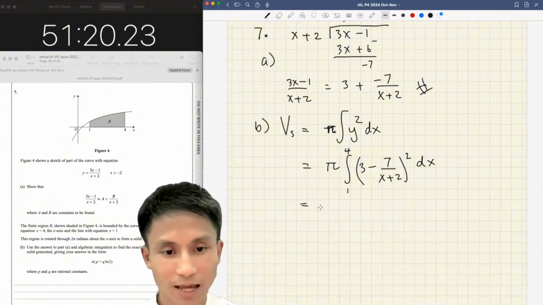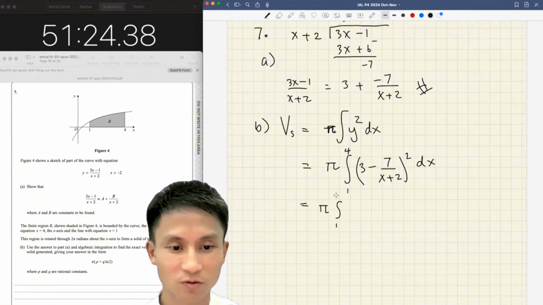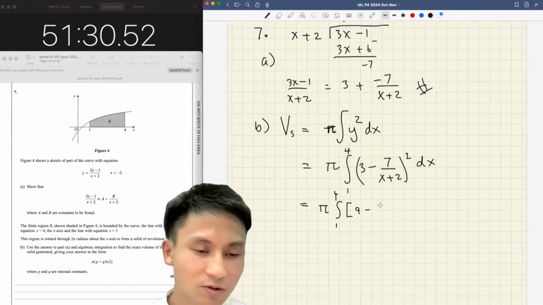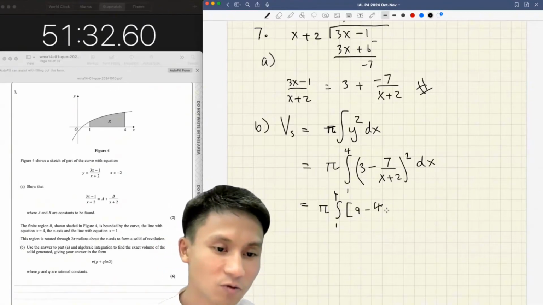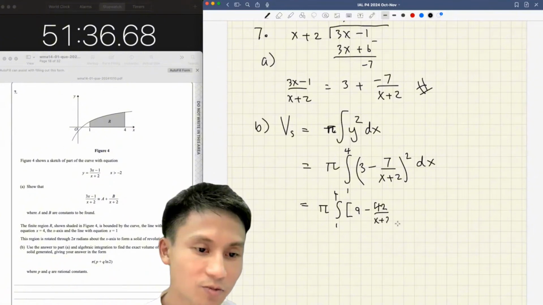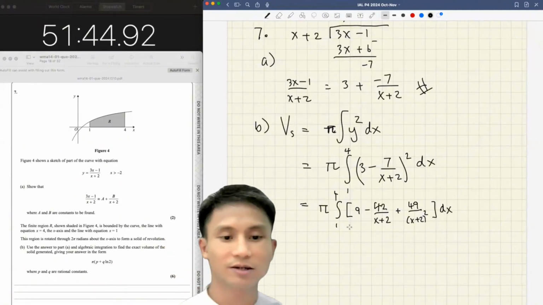Okay, so we can expand that first because we can't really use any reverse chain rule there. So this is going to be 9 minus 2 times 3 times 7. So that's -42. And this is going to still be that. But the last term would be 49 over x plus 2 squared instead.